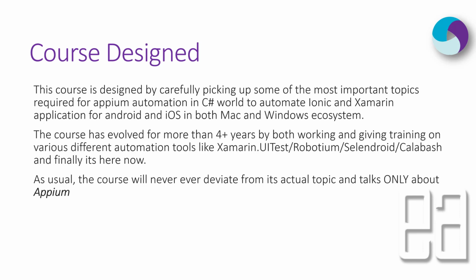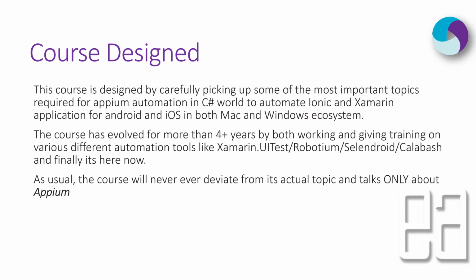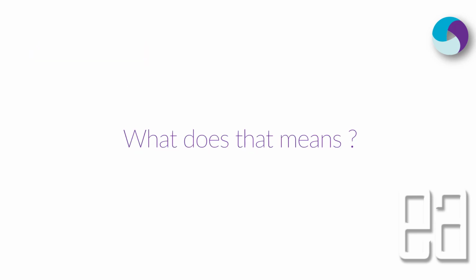We have already discussed Appium with C# and Appium with Java in our basic course on the Execute Automation YouTube channel, but that was pretty old and Appium has tremendously changed in the course of time since the video was released. As usual, the course will never deviate from its actual topic and it only talks about Appium. That's it. So what does this deviation mean?